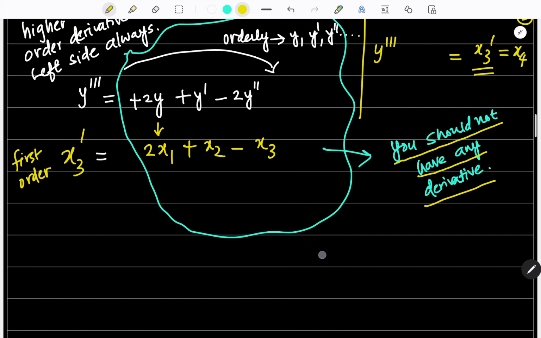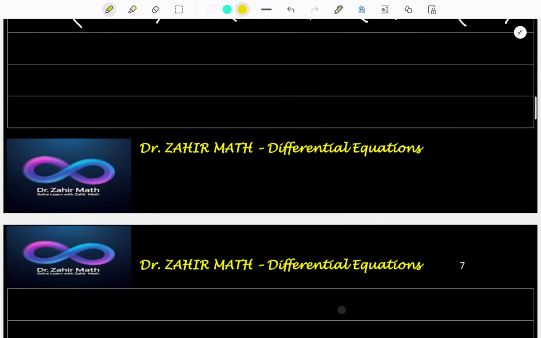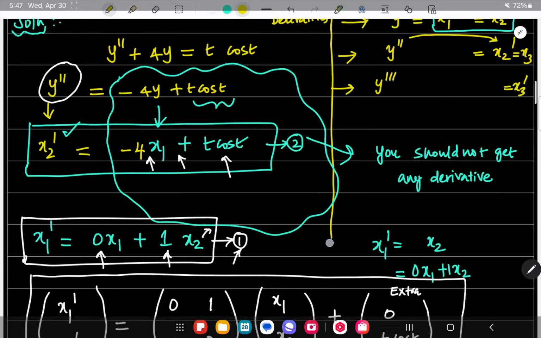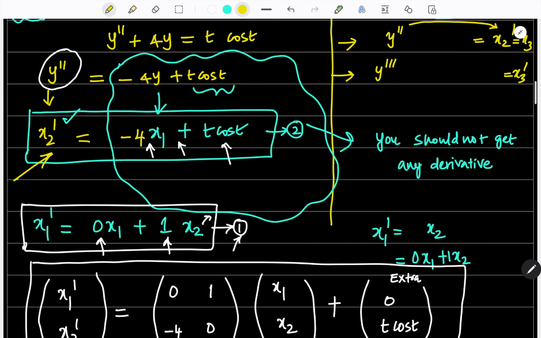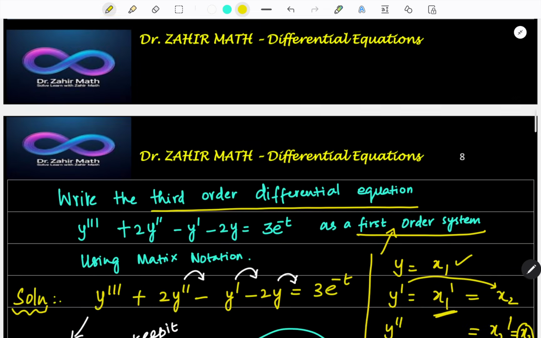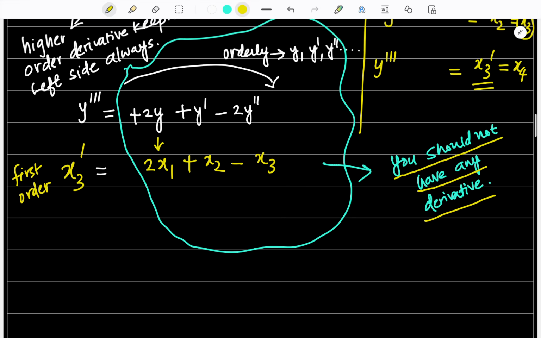So now if you look at the equation, it is x3 dash. Before, in the previous question, what did I get? In the previous question, I got x2 dash. I made a matrix x1 dash, x2 dash. Now I got x3 dash. So it should be what? A 3 by 3 matrix. Right? Okay. So I need what? x1 dash, one equation. I need x2 dash, one equation.